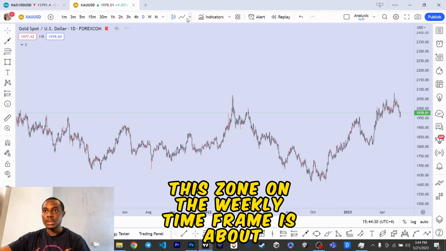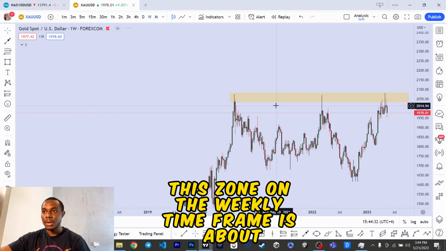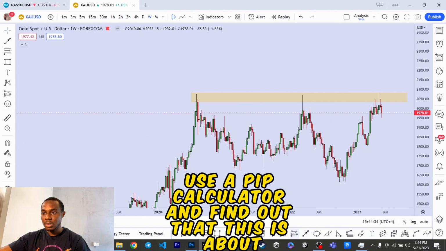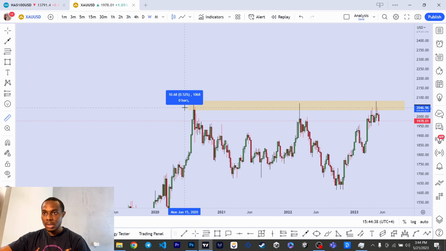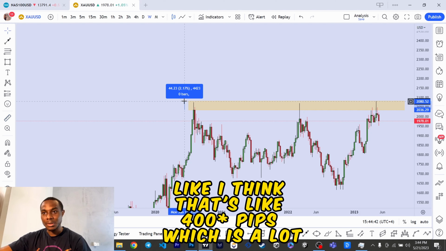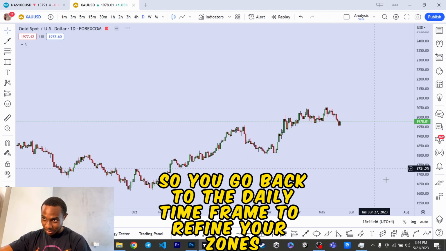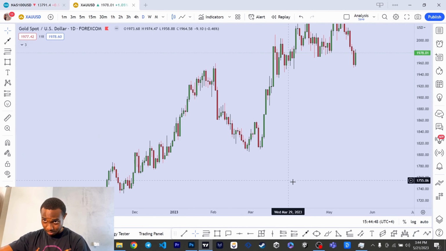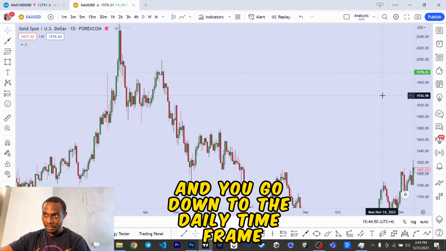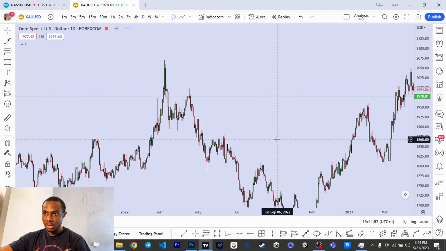This zone on the weekly time frame, use your pip calculator and you find out that this is like 4,000 pips, which is a lot. So you go down to the daily time frame to refine your zones. You go here, you zoom out.